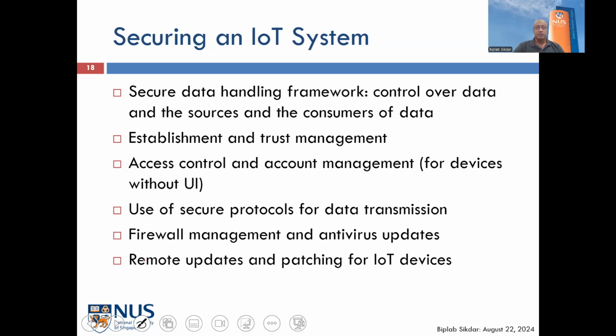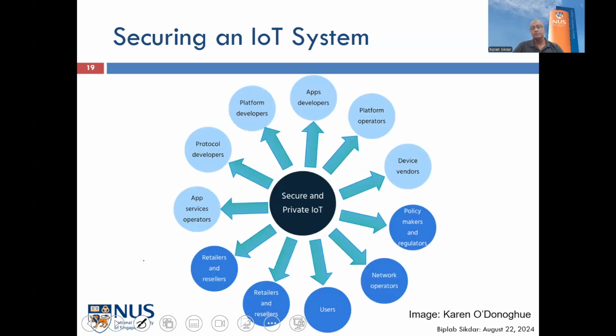However, if you want to secure an IoT system, there are a lot of different things that need to happen. So we need a secure data handling framework, and also trust management and establishment of trust is very, very important. We need to ensure that we have secure access control and account management facilities built in. And we also need to make sure that all the communication protocols that we're using are secure and use cryptographic techniques. And then the use of firewalls, and patching of IoT devices is also very important.